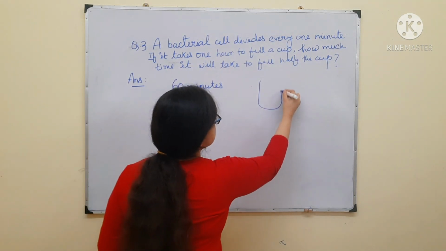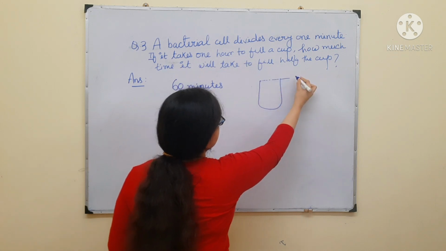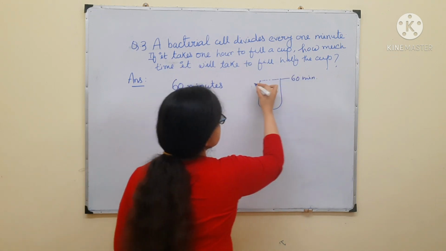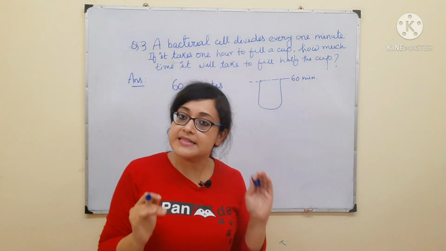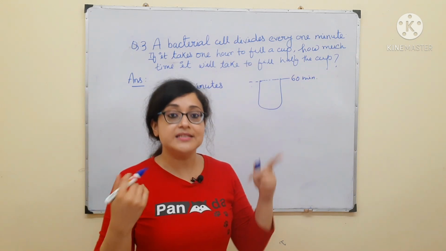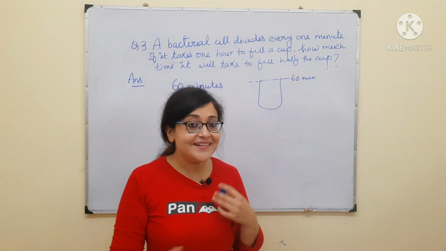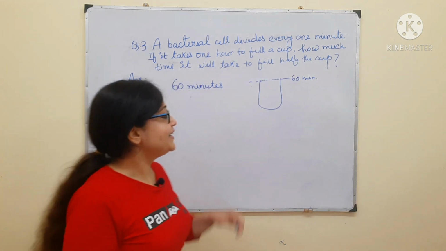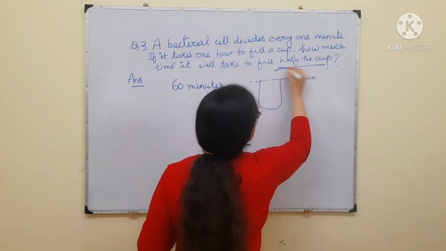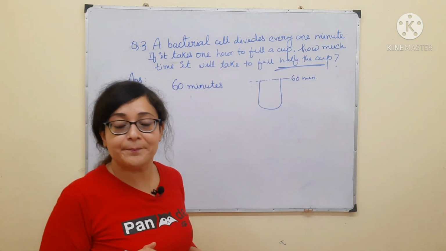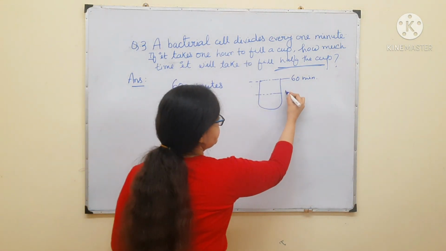Say for example, this is the cup, okay? It takes 60 minutes to completely fill the cup. Bacteria will fill the cup completely in 60 minutes. And the bacterial cell divides every 1 minute. Okay, now divide means what? The number of bacteria doubles every minute. Now in the question it has been asked how much time it will take to fill half the cup. This is the important point, half the cup. Half the cup means this one, right? This is half the cup.